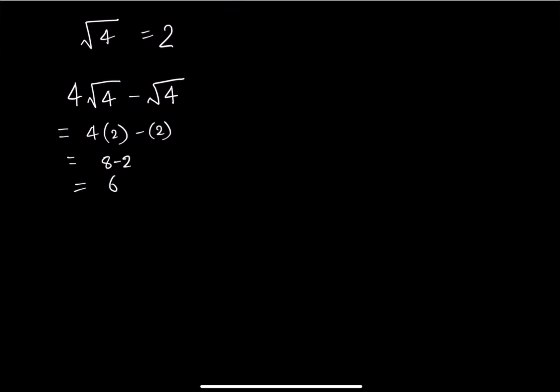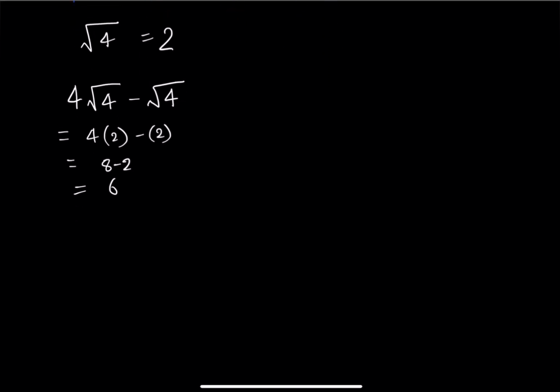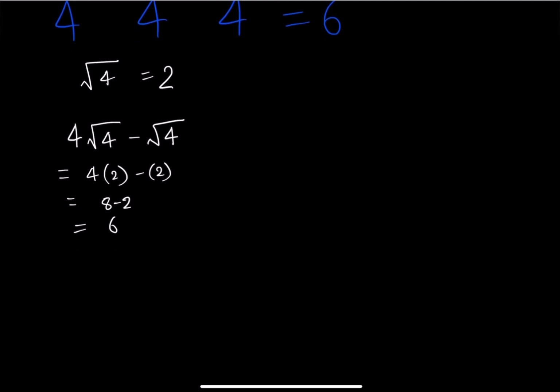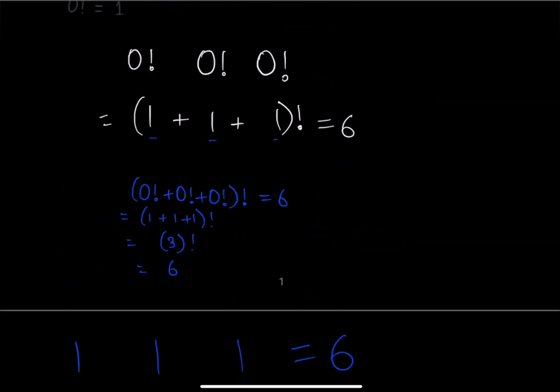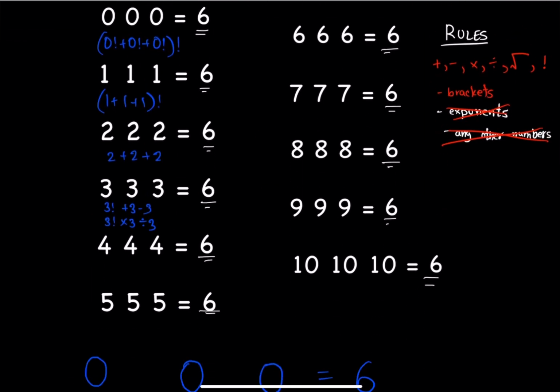So I'm going to write that down once more right over here. 4 times the square root of 4, minus the square root of 4 gives us 6, because 4 times 2 minus 2 gives us 8 minus 2, which gives us 6. So I'm going to write that right over here.